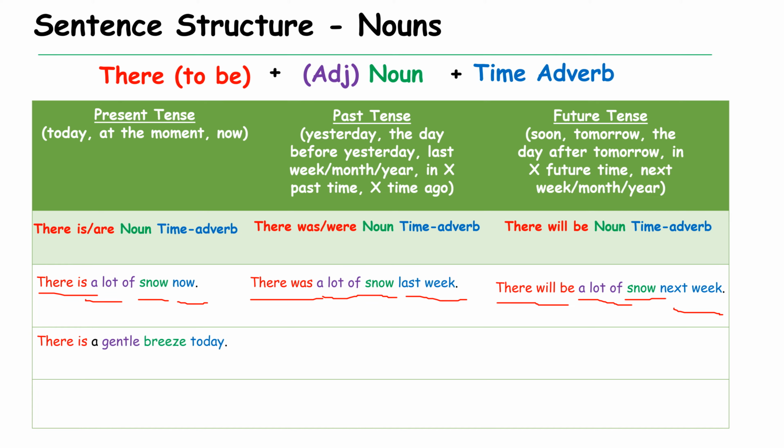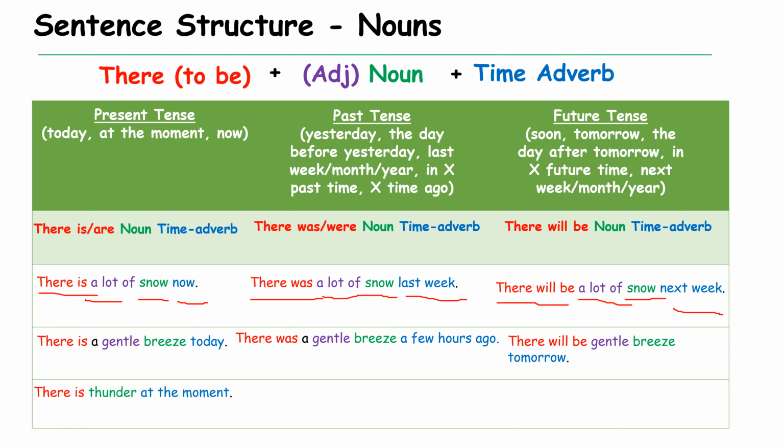A few more examples. There is a gentle breeze today. There was a gentle breeze a few hours ago. There will be a gentle breeze tomorrow. There is thunder at the moment. There was thunder yesterday night. There will be thunder tomorrow.